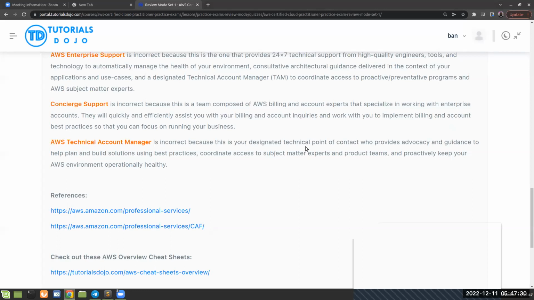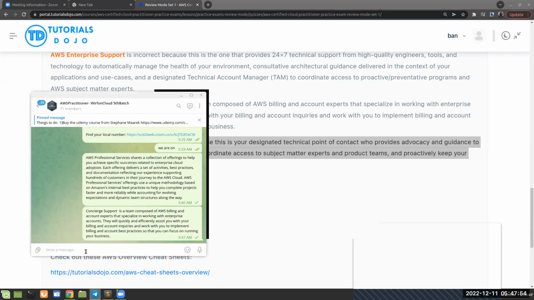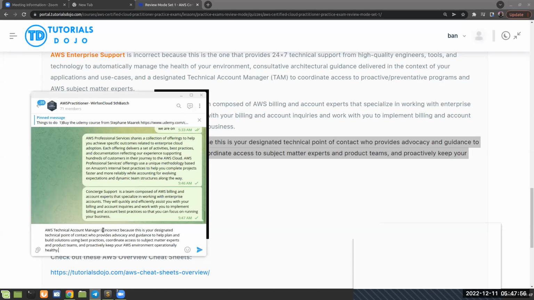Okay. Technical account manager: designated technical point of contact who provides advocacy and guidance to help plan and build solutions using best practices, coordinate access to subject matter experts and product teams, and proactively keep your AWS environment operationally healthy. I hope that helps.